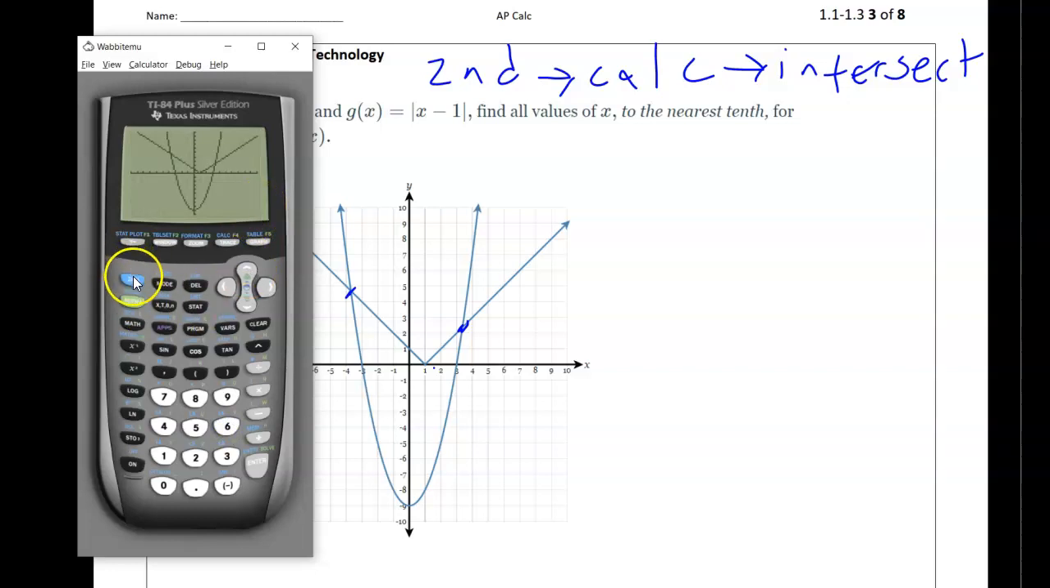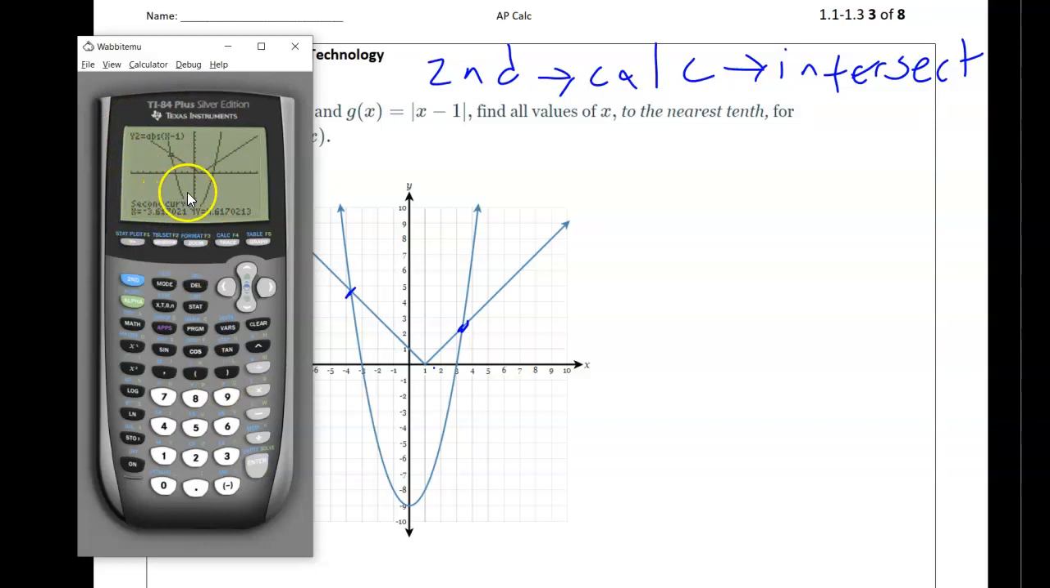And now we're going to find an intersection. So we're going to do second calc, intersect, which is number 5. And here, it's going to ask for the first curve. I want to move over on that first curve towards my first intersection. So I hit enter, and notice it says I'm on y1. That's what I want. And then I hit enter, and notice it switches to y2, the second curve.